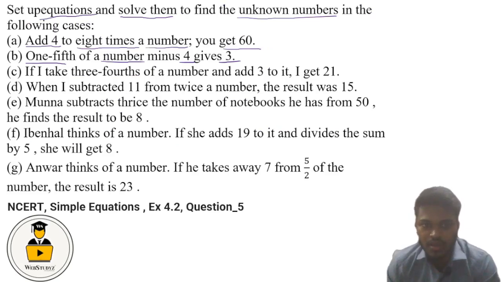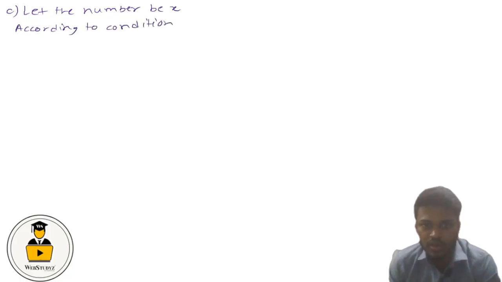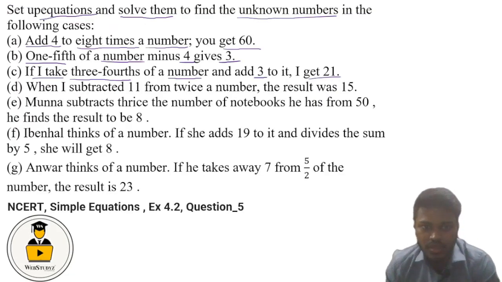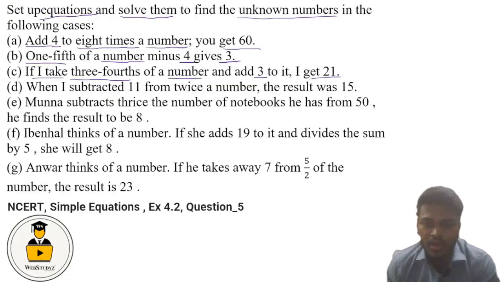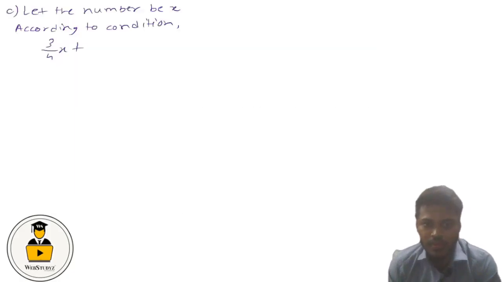Now let us consider the next. The statement says that if I take 3/4 of a number and add 3 to it, I will get 21. So again, let us assume the number be x, and according to the given condition, we have to take 3/4 of a number. The number is x, so 3/4 of that is 3/4 times x, and we have to add 3 to it, then we will get 21. So this is our equation.